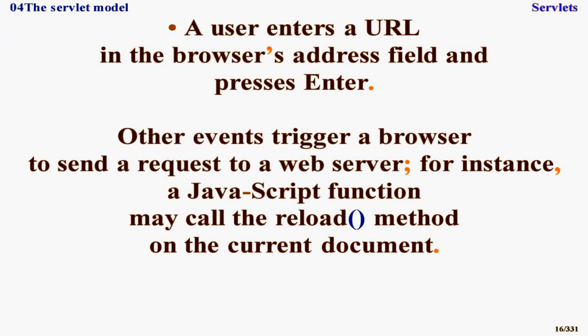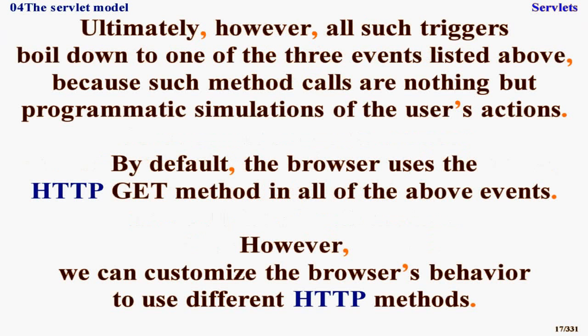For instance, a JavaScript function may call the reload method on the current document. Ultimately, however, all such triggers boil down to one of the 3 events listed above, because such method calls are nothing but programmatic simulations of the user's actions. By default, the browser uses the HTTP GET method in all of the above events. However, we can customize the browser's behavior to use different HTTP methods.